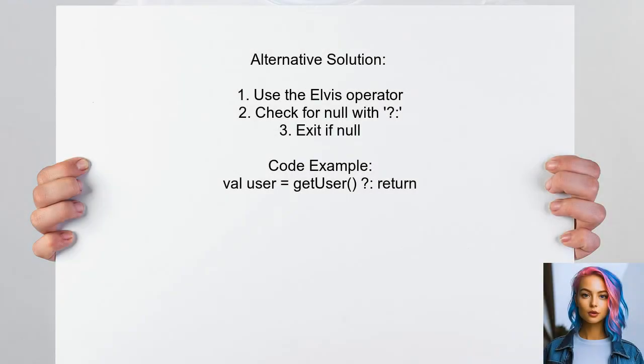An alternative approach suggested by a user involves using the Elvis operator in Kotlin. They propose this code snippet, val user equals getUser return. This means if getUser returns null, the function will exit early, ensuring user is not null.